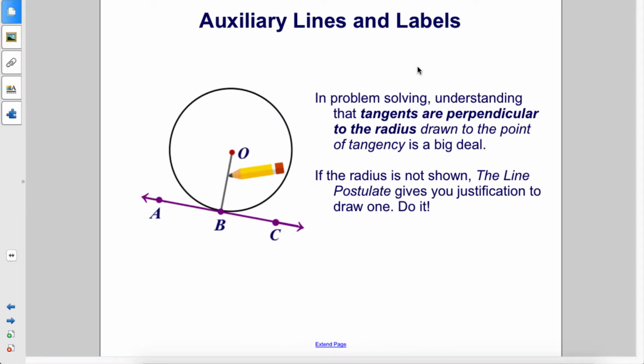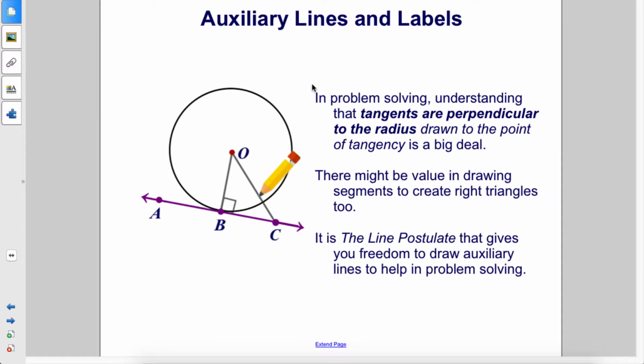Auxiliary lines and labels. In problem solving, understanding that tangents are perpendicular to the radius drawn to the point of tangency is a big deal. If the radius is not shown, the line postulate gives you justification to draw one. So do it. There might be value in drawing segments to create right triangles too. It is the line postulate that gives you freedom to draw auxiliary lines to help in problem solving, like this line here from O to C.